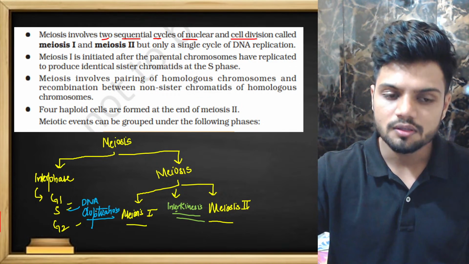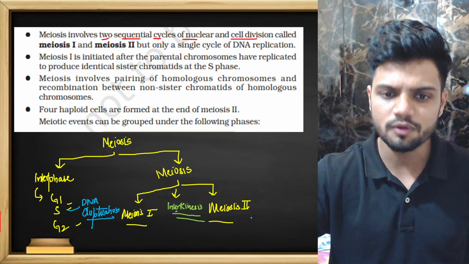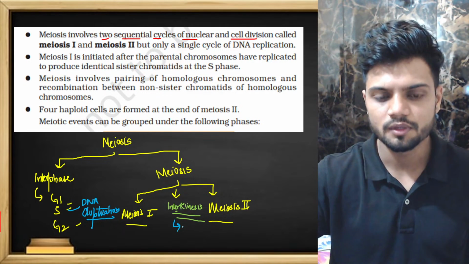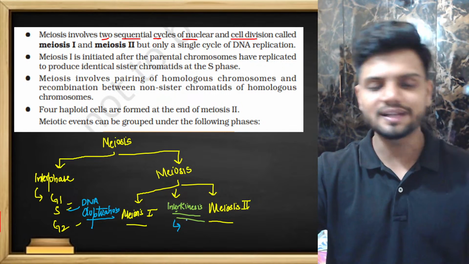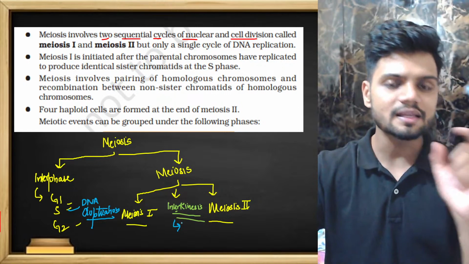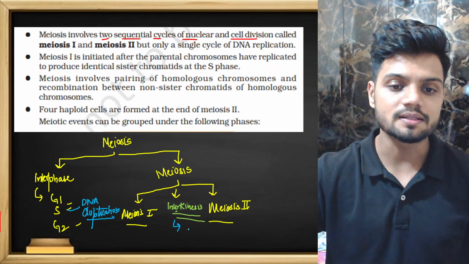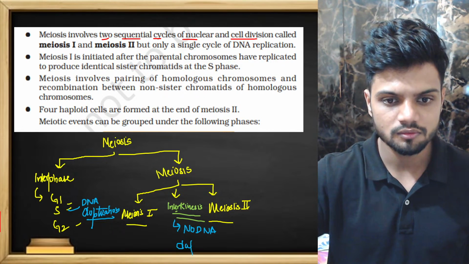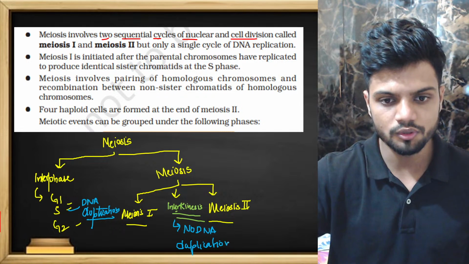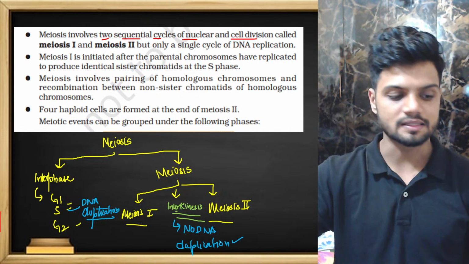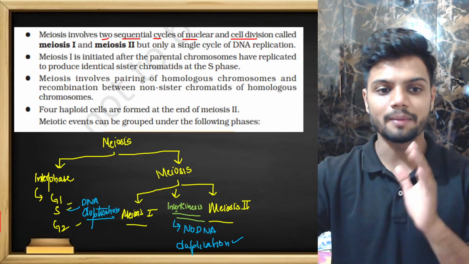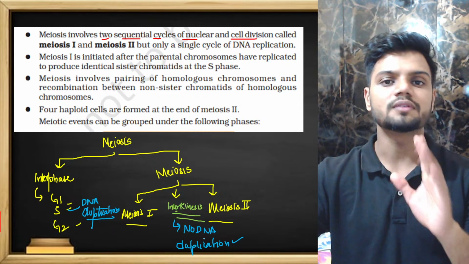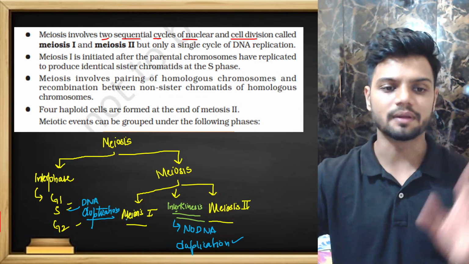Now, since interkinesis is also between meiosis 1 and meiosis 2, do you think DNA duplication happens in interkinesis? No. So remember students, interkinesis is just like interphase, but in the case of interkinesis, there is no DNA duplication. I hope that point is clear to all of you. The main difference between interphase and interkinesis: in interkinesis, DNA duplication is not happening; in interphase, it is happening.